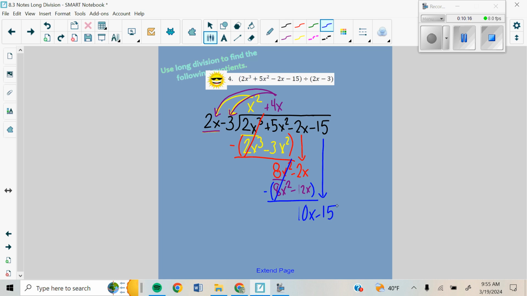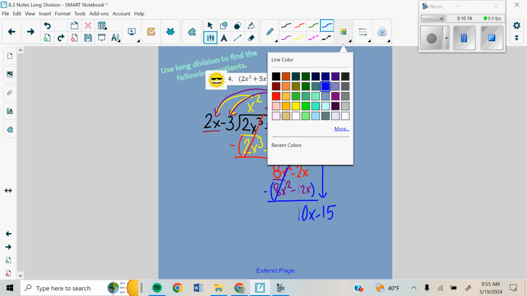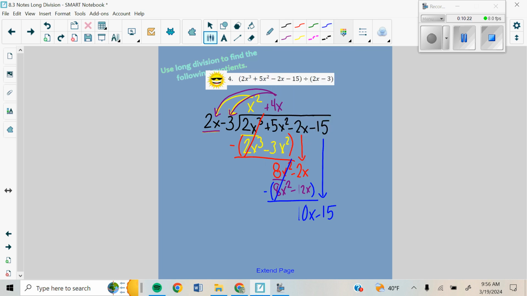All right, lastly, I'm going to change my color to orange. I have 2x and I want it to be a 10x, so I need to multiply by a positive 5. I'm going to multiply 5 times 2x, so we get our 10x, and 5 times negative 3, so negative 15. And we put that into parentheses because we're subtracting. My first terms cancel. Negative 15 minus negative 15, those also cancel. So we have no remainder. That means our solution is x squared plus 4x plus 5.